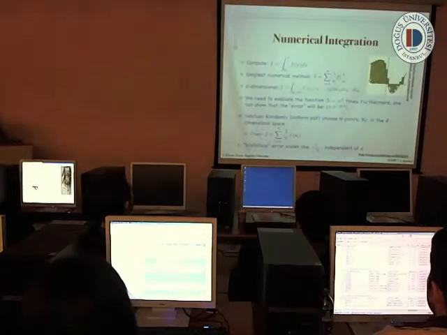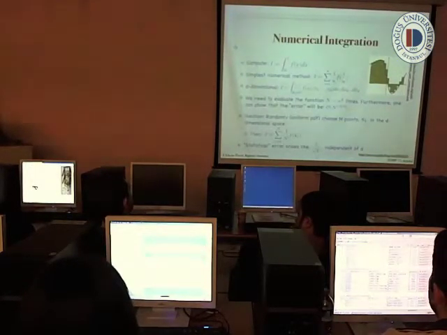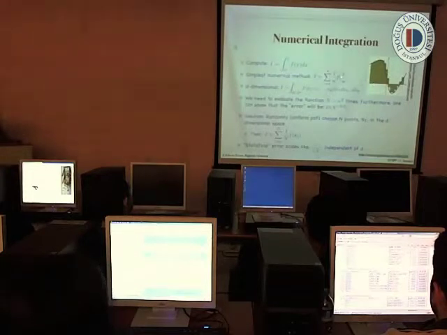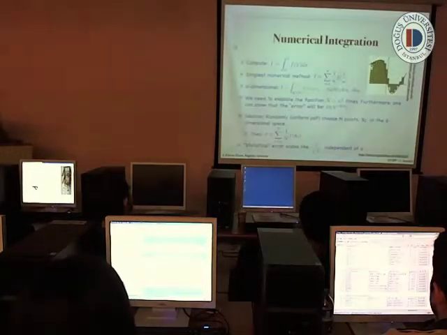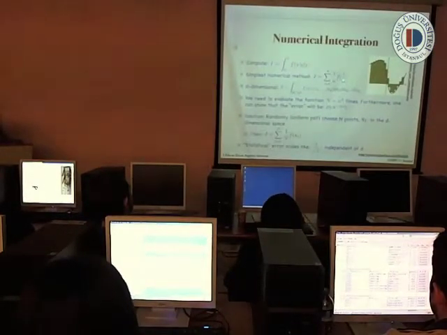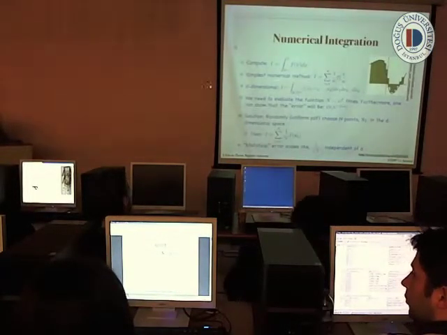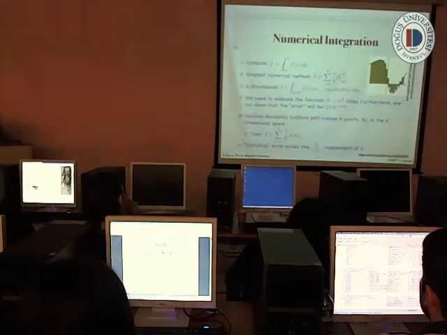So if I divide this region from 0 to 1 into n steps, okay? So the width of this rectangle is 1 over n, and the height of the rectangle is the function computed at each of these points, okay? So this is a very simple numerical method.